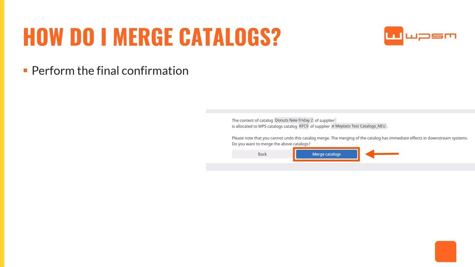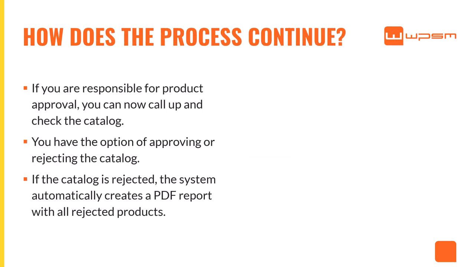In the next step, the review and approval follow. If you are responsible for product approval, you can now edit and review the catalog. You have the option to approve or reject the catalog. If the catalog is rejected, the system automatically generates a PDF report with all rejected products. This report can then be sent to the supplier.